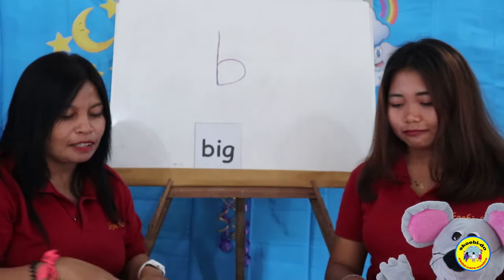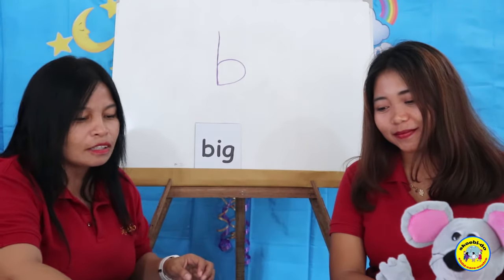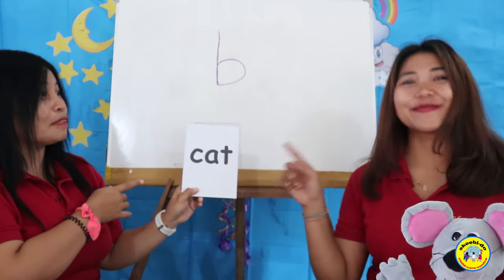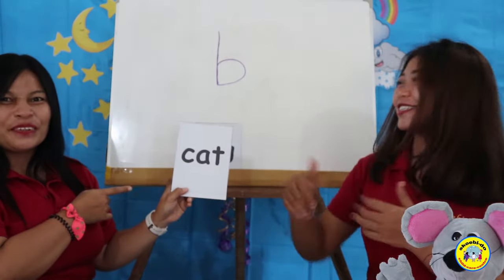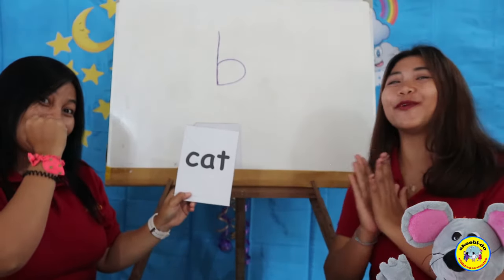For you, Miss. Where is it, cat? Oh, this one is bat. This one is bus. Cat. Is it correct, Miss Kiki? That's good. Wow, Miss Natasha, good job. Yeah. Well done.